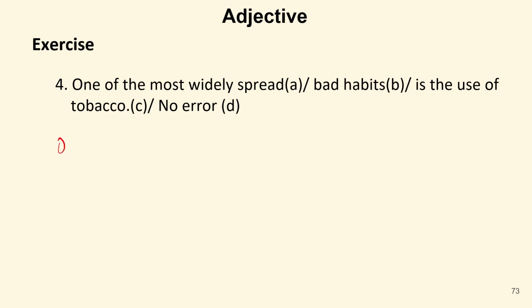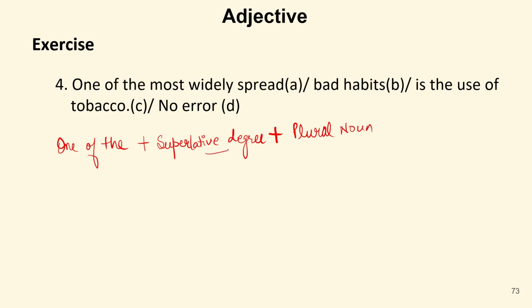Now the next sentence. One of the most widely spread bad habits is the use of tobacco. Now if we use the phrase "one of the" and it is followed by a superlative degree of adjective, it should always be followed by a plural noun. Whether it is followed by a superlative degree or not, it should be followed by a plural noun only. Because we can select one from many, or one from two or more than two, but we cannot select one from one.